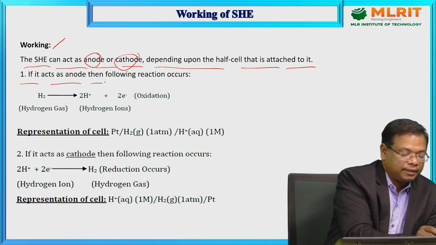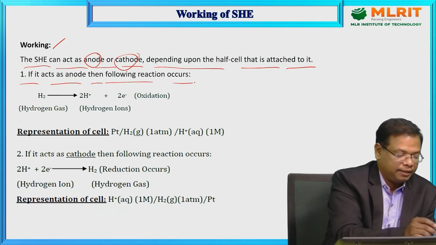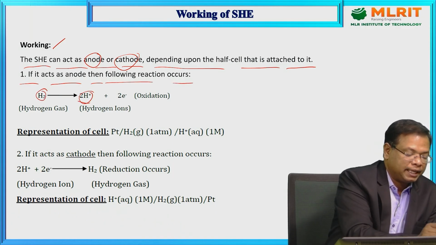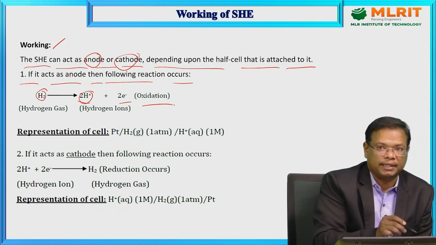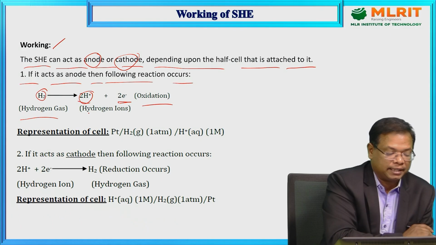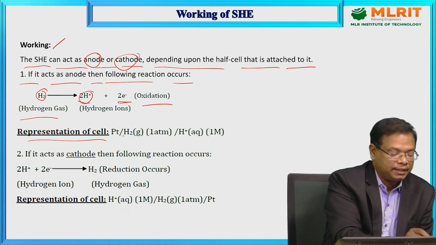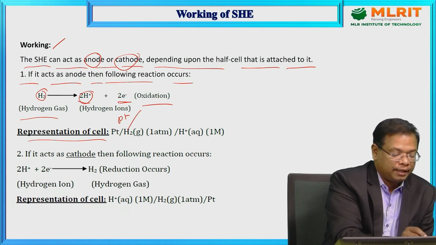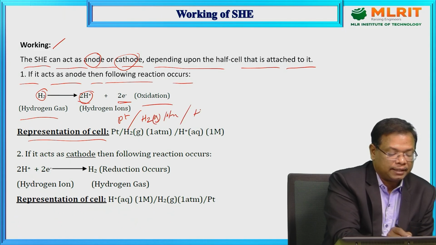If it acts as an anode, then the following reaction happens. H2 becomes 2H plus ions and 2 electrons. It is an oxidation. Hydrogen gas liberates 2H plus ions and 2 electrons. It is an oxidation reaction. Representation of the cell is platinum slash H2 gas at atmospheric pressure slash H plus ions, aqueous, 1 molar.